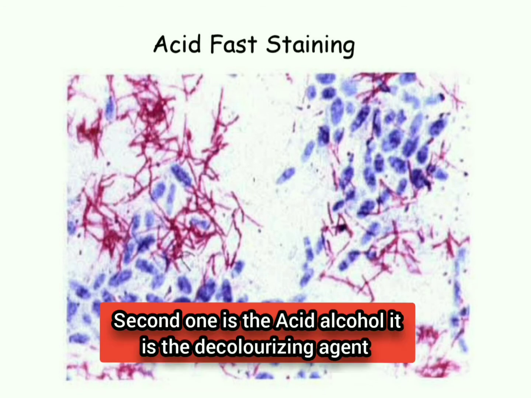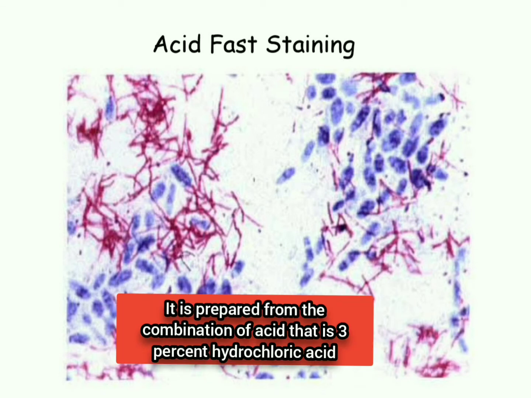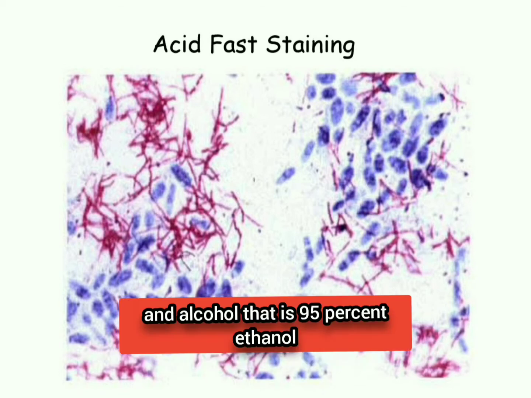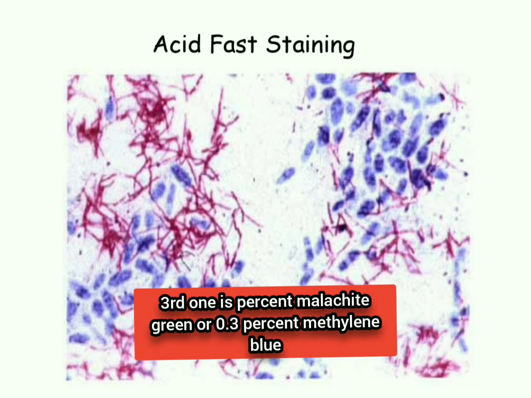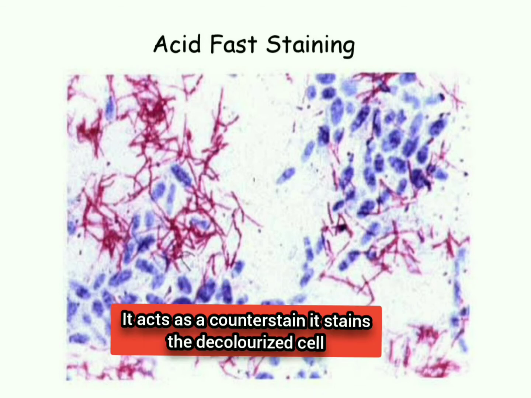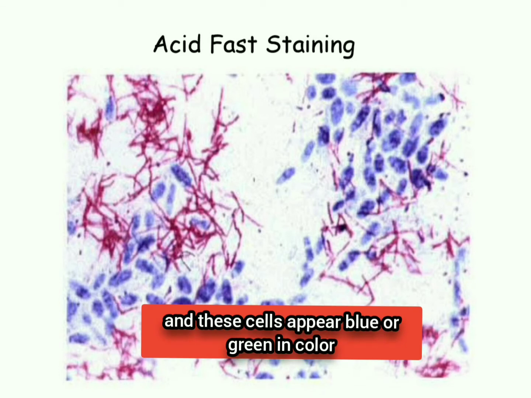Second one is the acid alcohol. It is the decolorizing agent. It is prepared from the combination of acid, that is 3% hydrochloric acid, and alcohol, that is 95% ethanol. Third one is 1% malachite green or 0.3% methylene blue. It acts as a counter stain. It stains the decolorized cell, and these cells appear blue or green in color.